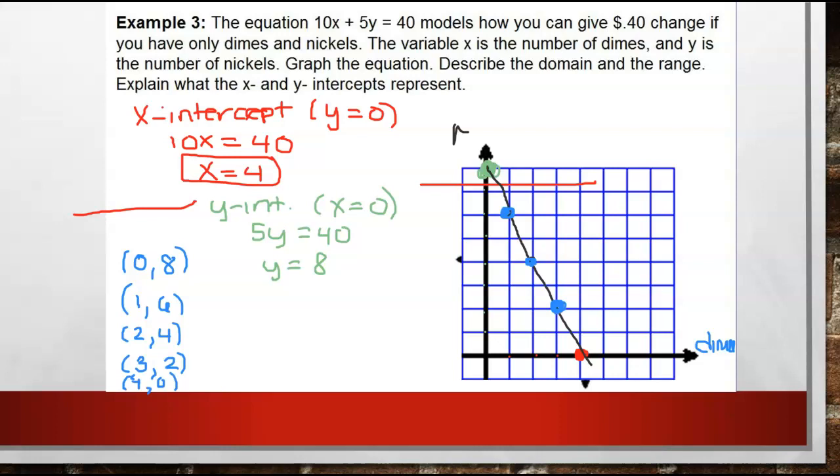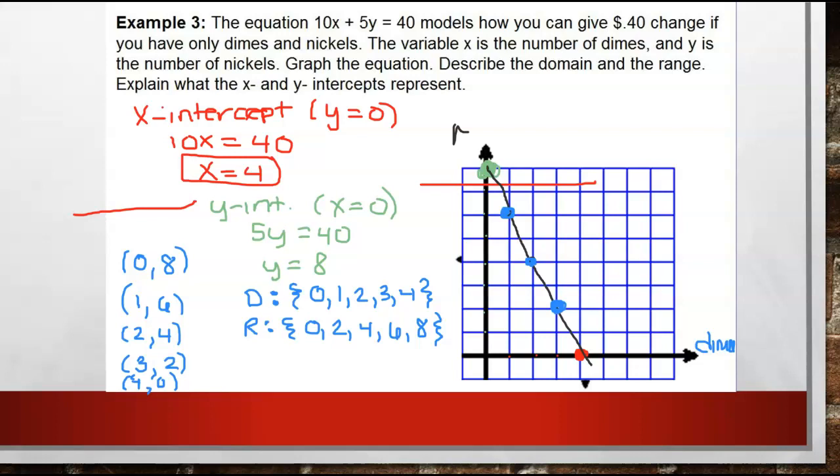Those are the only 5 possible combinations. Those are those bolded dots. So when we talk about our domain and range, our domain and range can only be those whole numbers. So your domain is 0, 1, 2, 3, and 4. And your range is 0, 2, 4, 6, and 8. Because I can't give 40 cents using 7 nickels. It is impossible with combinations of dimes.